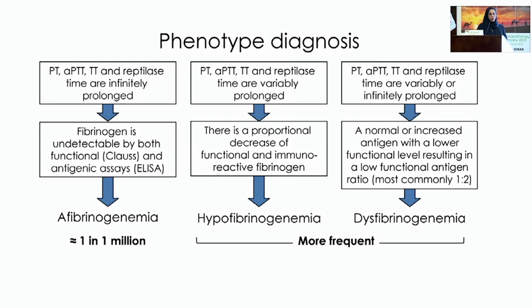So this is how you diagnose. If you have prolonged PT, PTT, thrombin time, and reptilase time, and they're infinitely prolonged, and fibrinogen is not detected, this is how you diagnose afibrinogenemia. If the PT, PTT, thrombin time, and reptilase are variably prolonged, so they're not going together, and there's a proportional decrease in the functional or immunoreactive fibrinogen, you can diagnose hypofibrinogenemia. The last one is PT, PTT, thrombin time, and reptilase time are variably or infinitely prolonged, and you have a normal antigen with lower functional level by the Clauss method. This is diagnostic of dysfibrinogenemia. So our patient is the first category, which is quite rare.